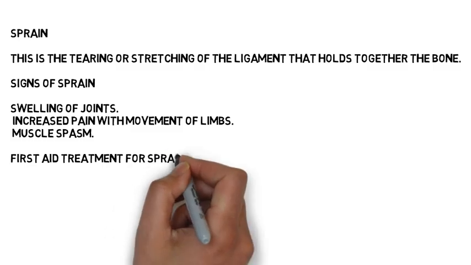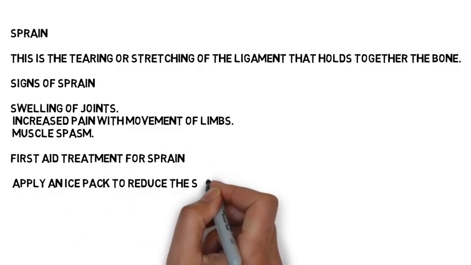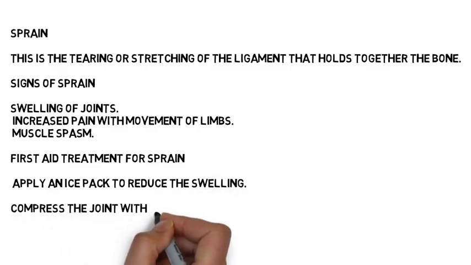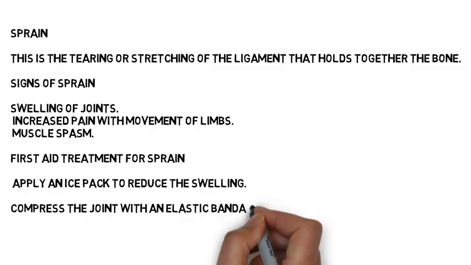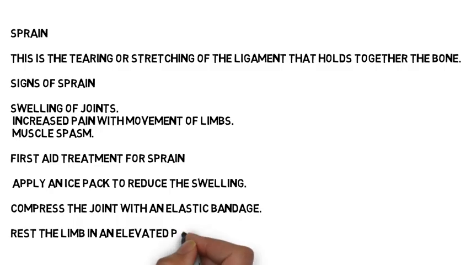First aid treatment for sprain. 1. Apply an ice pack to reduce the swelling. 2. Compress the joint with an elastic bandage. 3. Rest the limb in an elevated position.